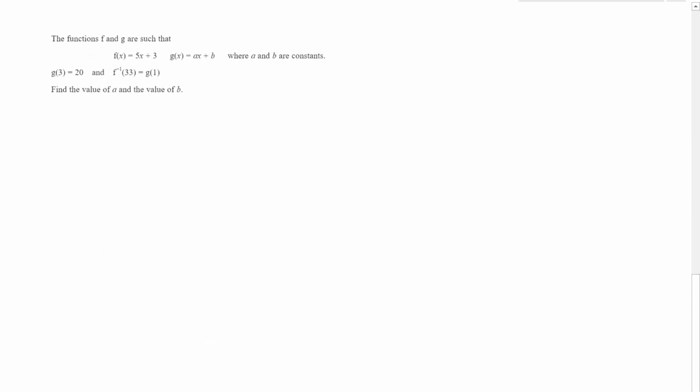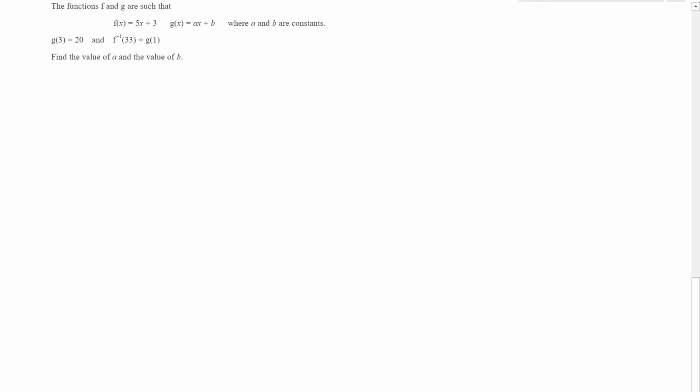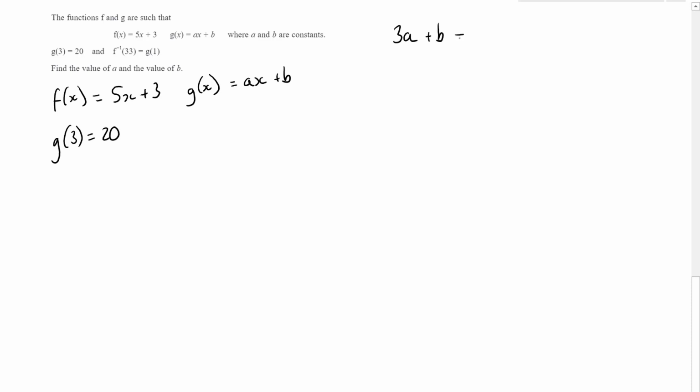Okay, and now finally we're going to look at a much more difficult example. So we've got the functions f of x is equal to 5x plus 3, and g of x is equal to ax plus b, where a and b are constant values, so they're just numbers. We've been given that g of 3 is equal to 20. Okay, so let's write that over here. So that means that 3 times a plus b is equal to 20. We're going to save this for later because I feel like we're going to get some simultaneous equations going. So this is our first simultaneous equation.